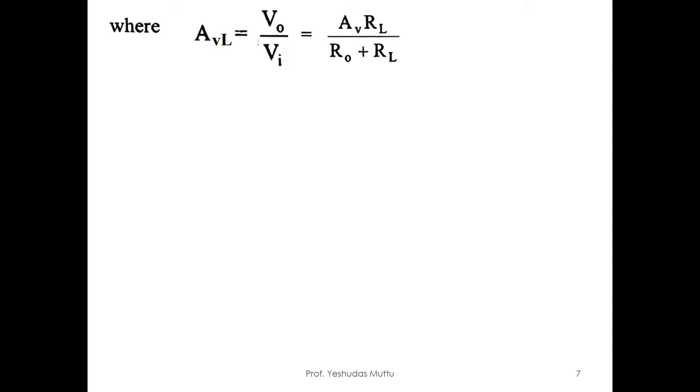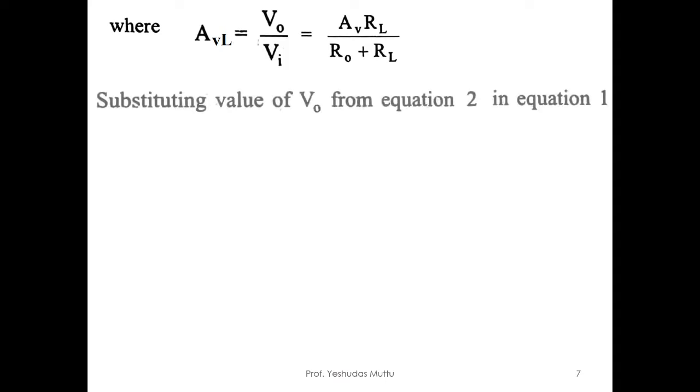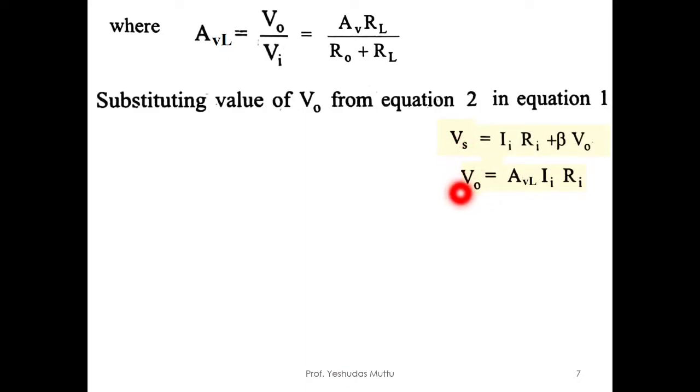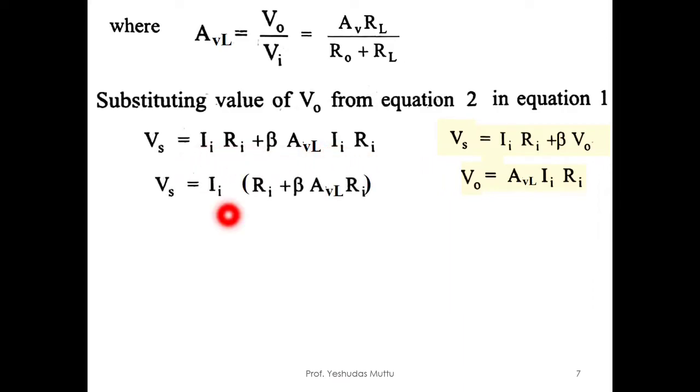What is AVL, that is mentioned over here. Substituting the value of V0, this was equation 1 and this was equation 2, so substitute this V0 over here. You'll get such a huge equation. From this I'll take II common. So what will be left? You have II Ri plus beta AVL Ri. Fine. So I can take this on the denominator on the other side.